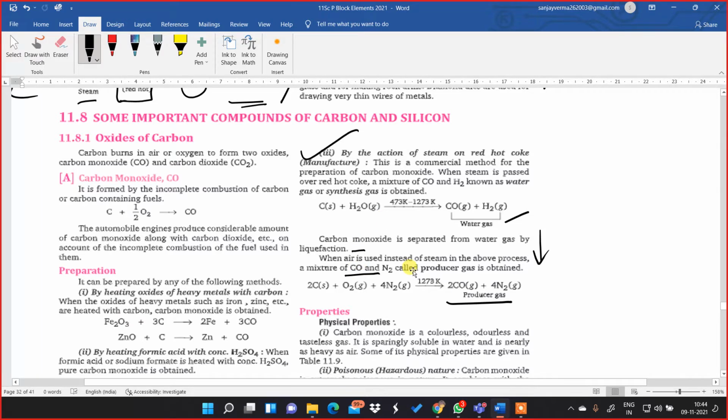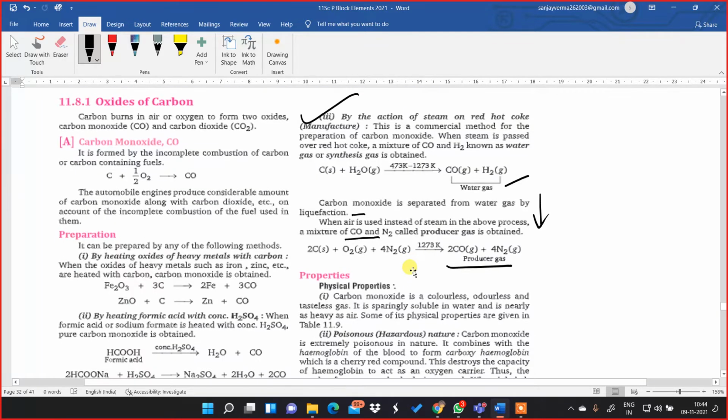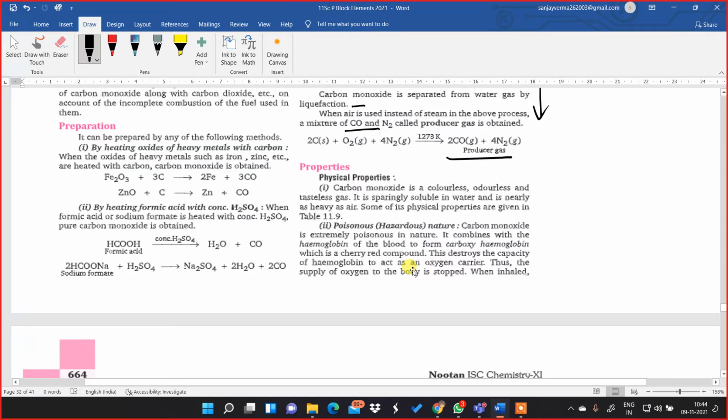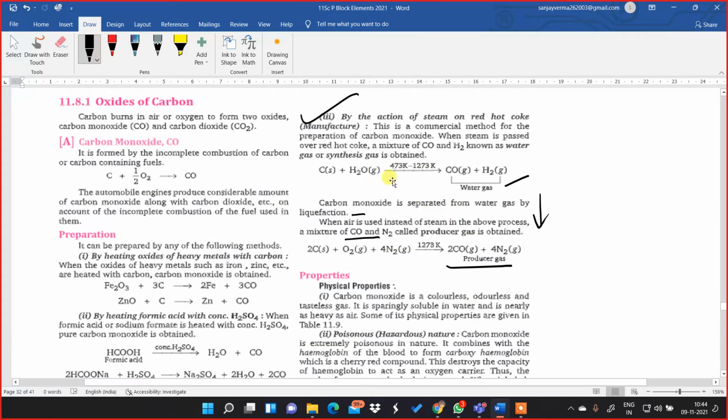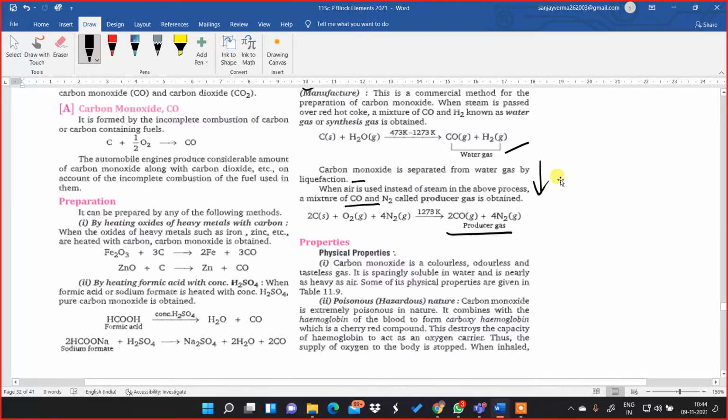Then, what are the effects and hazards of carbon monoxide? That we'll see. Excuse me, sir. Yes. Sir, do we have to study preparation number one and two? Number 1 and 2, you leave out. I'm not doing that, it is not in the syllabus. Only number 3, the manufacture only. Okay, the Bosch process.